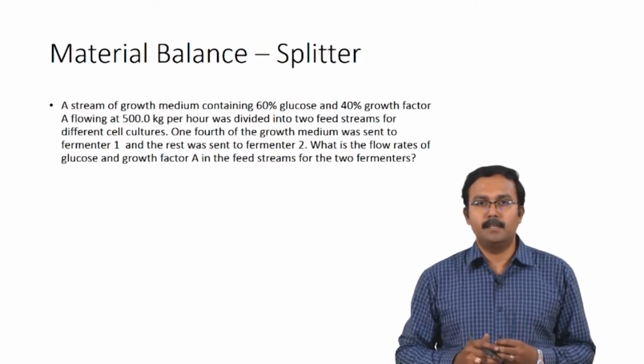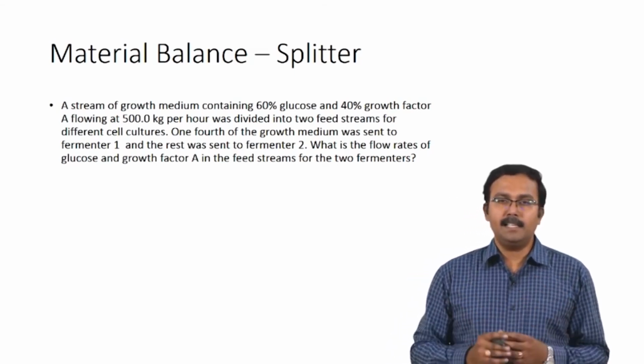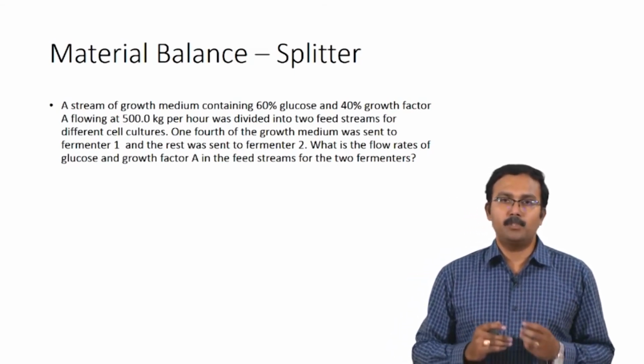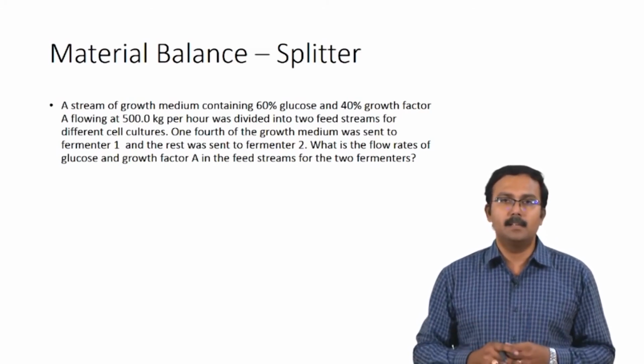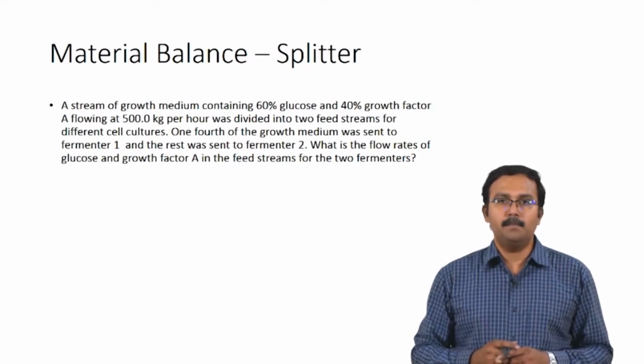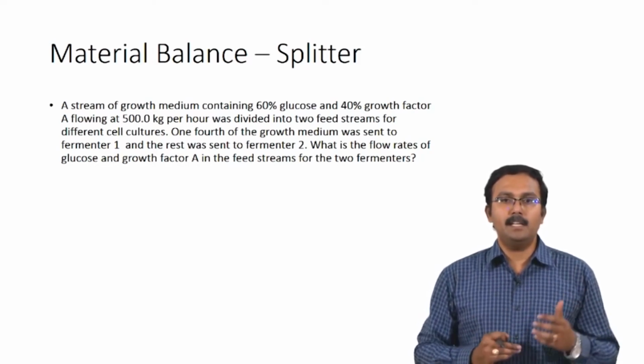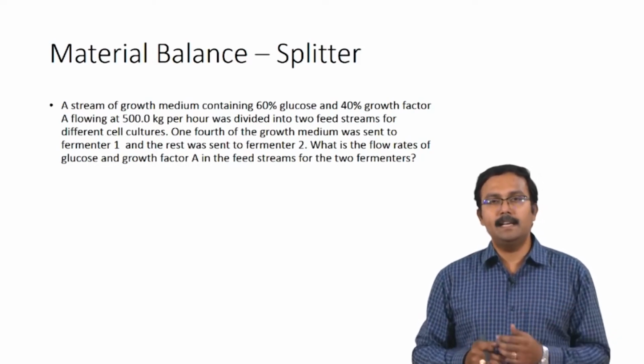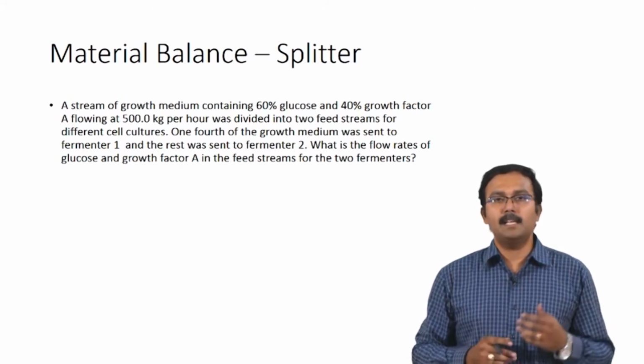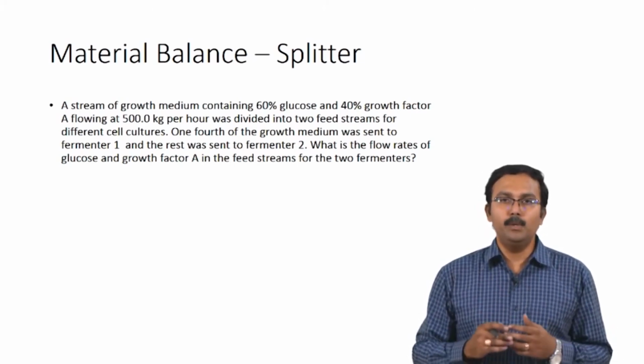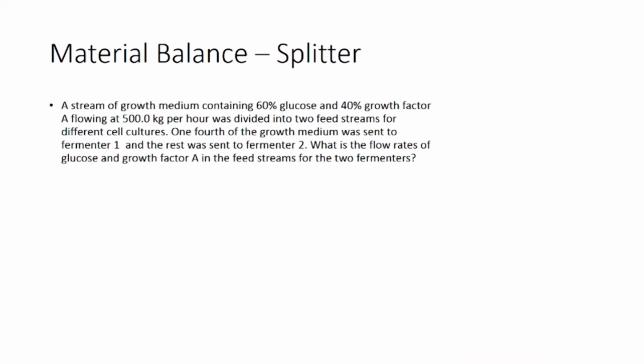As I had mentioned earlier, the first step for solving any material balance problem is to identify a convenient basis. When we read the problem statement, we find that 500 kilograms per hour of feed is entering into the system. This information has been provided to you. So you would use this as your basis. So we start off with basis is 500 kilograms per hour of feed.